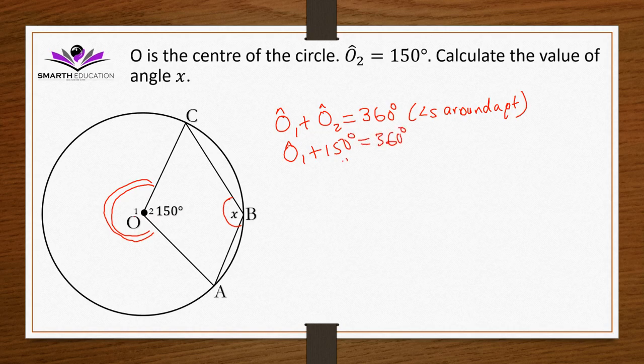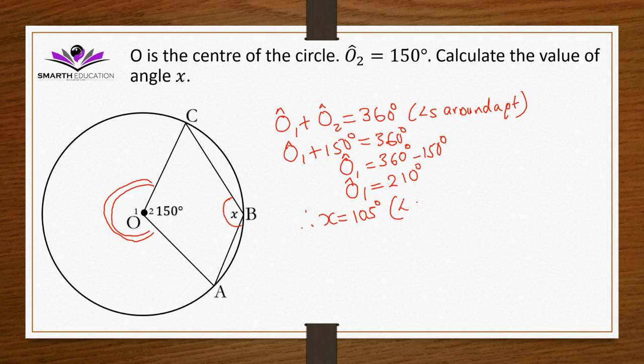Then subtract 150 from both sides of the equation, or transpose minus 150 degrees. So it becomes O1 is equal to 210 degrees. Right, what is half of 210? So it means therefore x is going to be 105 degrees.